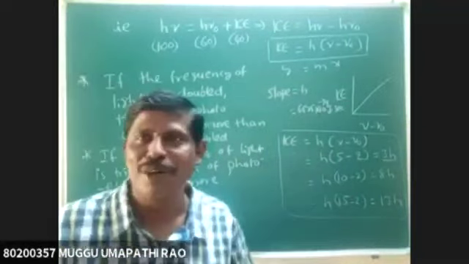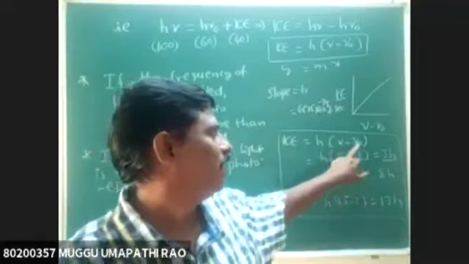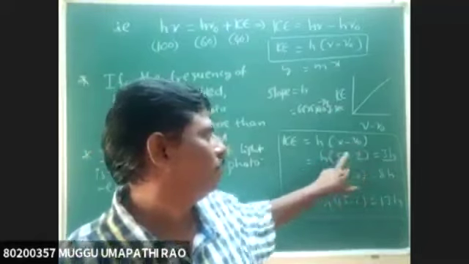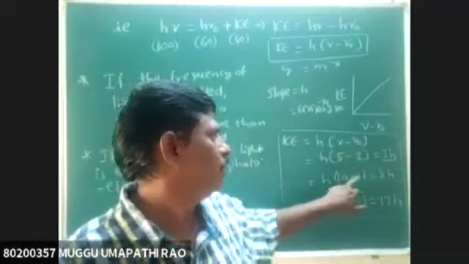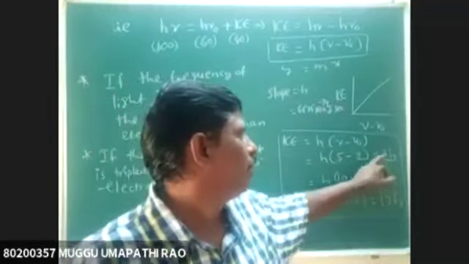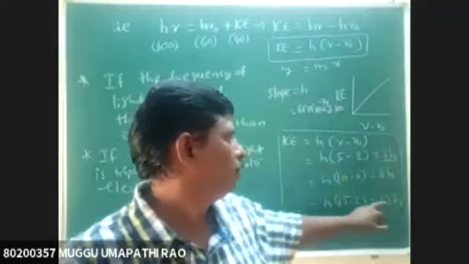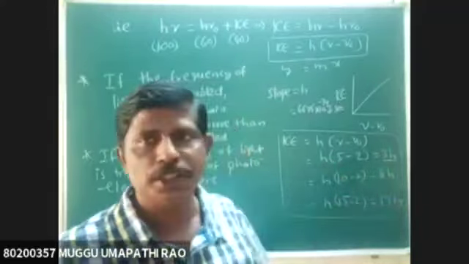Sir, what is 5? What I have just taken is the frequency of light. And 2 is the threshold frequency. 5 minus 2, 10 minus 2. If it is double, it is more than double. Am I correct? If it is triple, it is more than triple. I want to say that, more than triple.